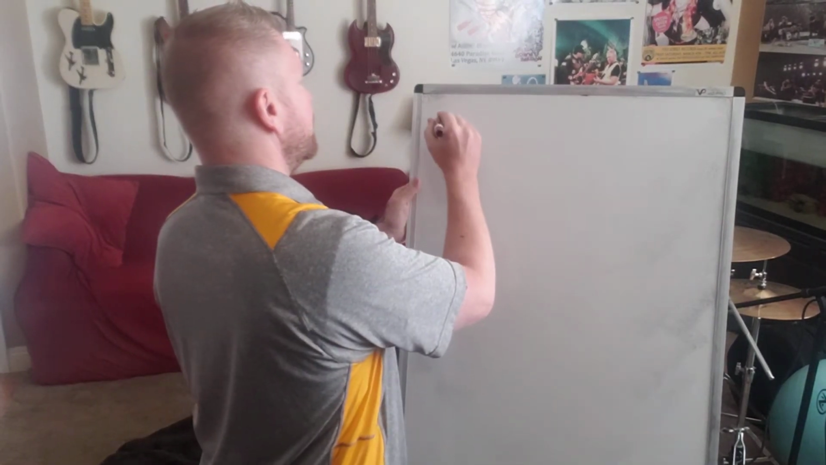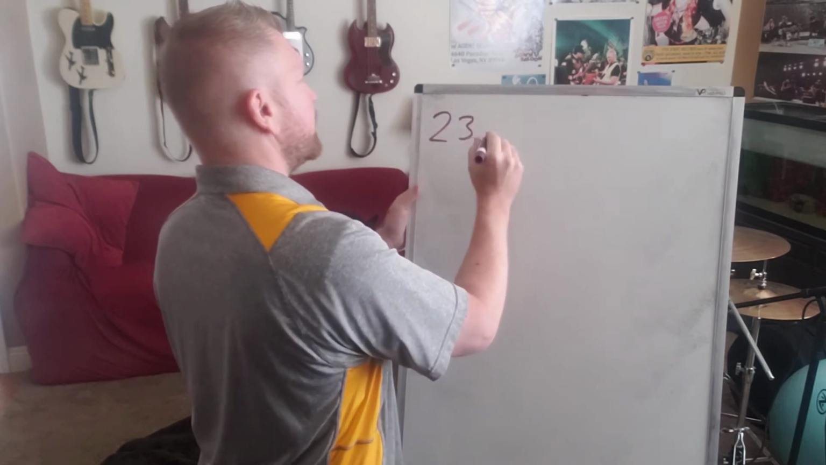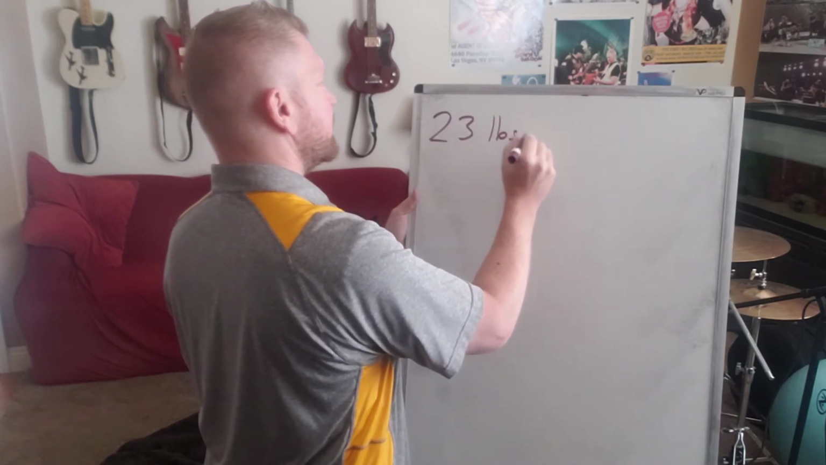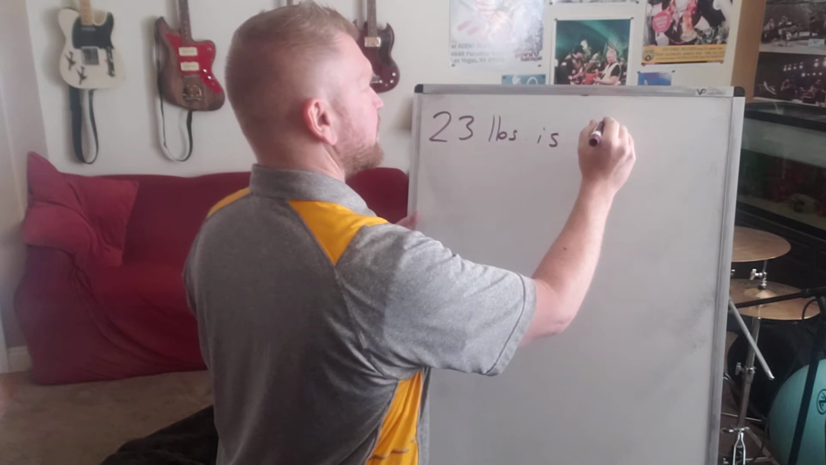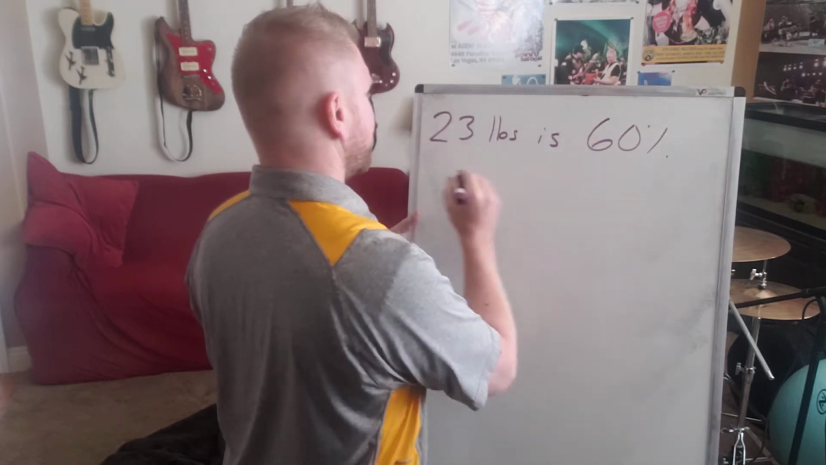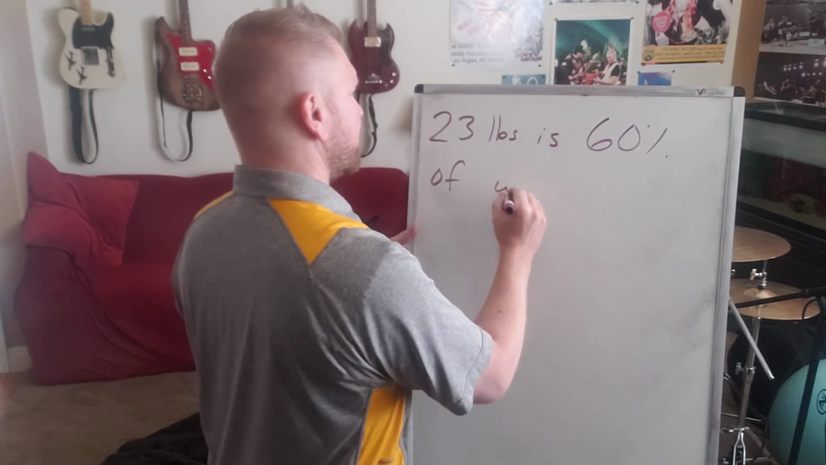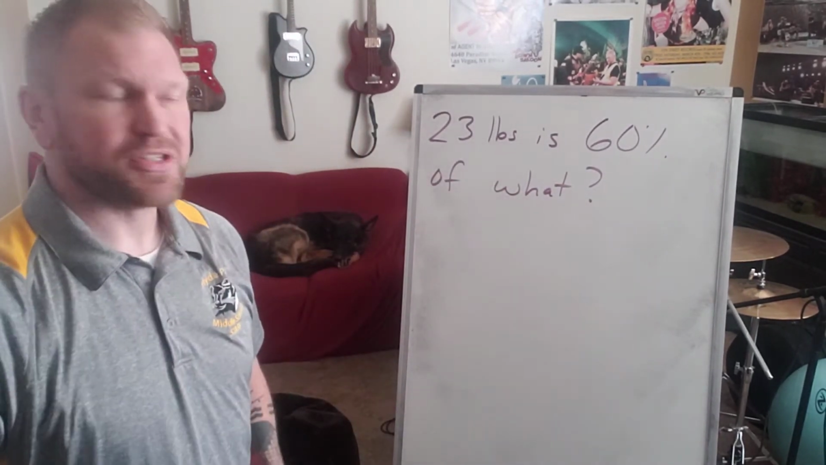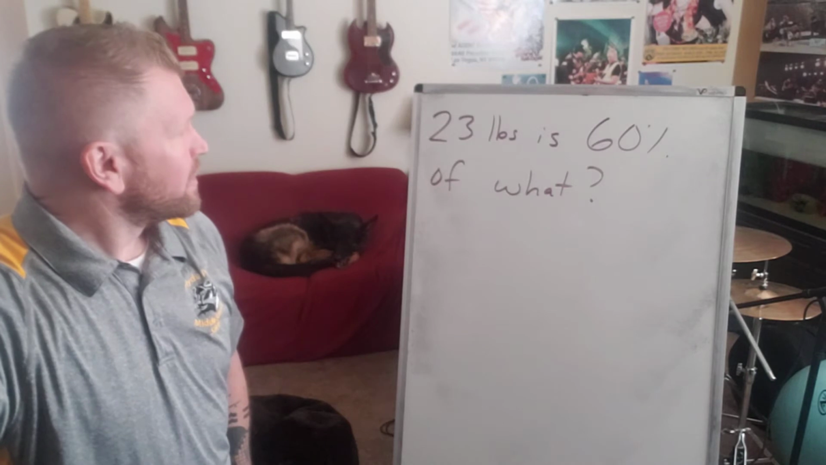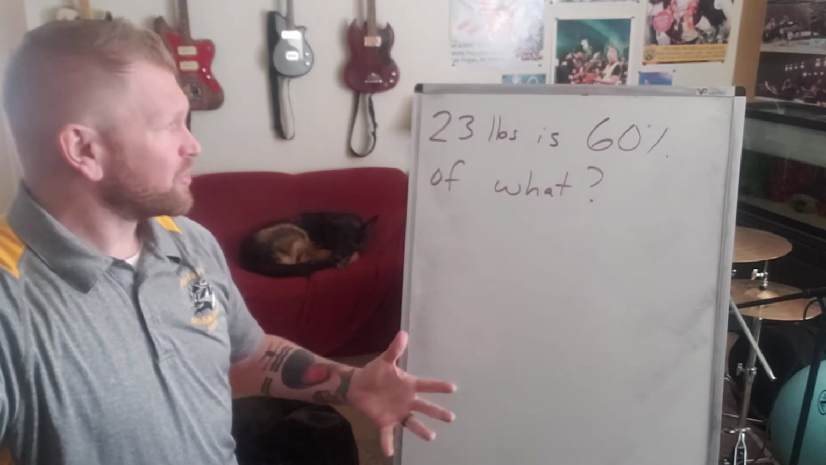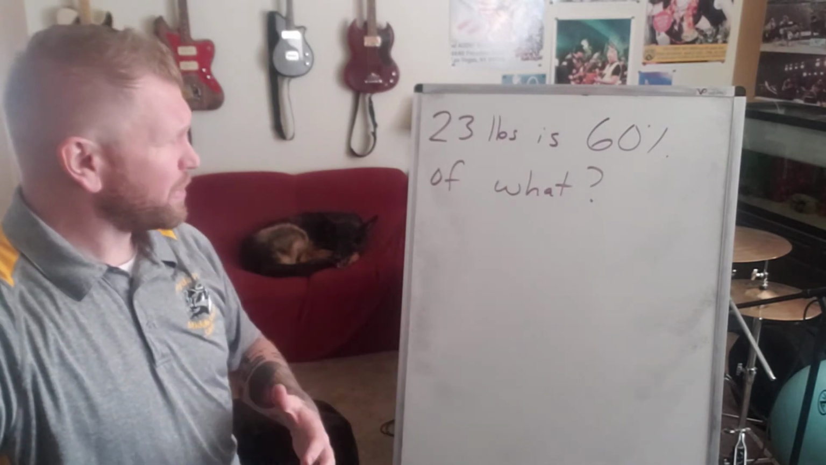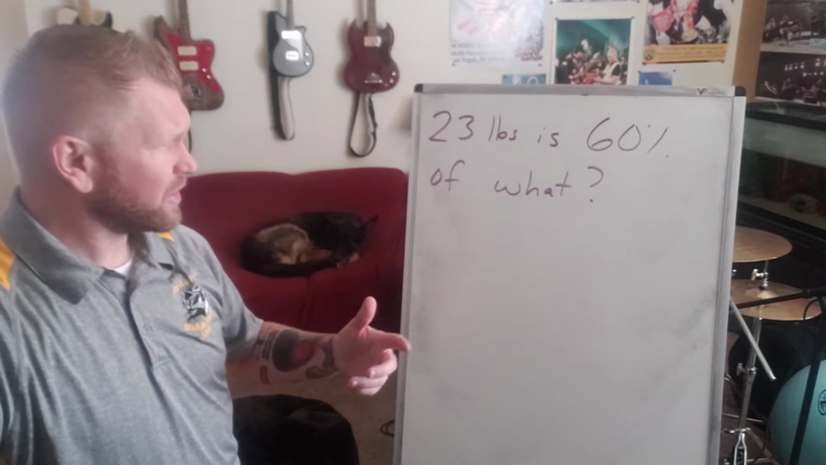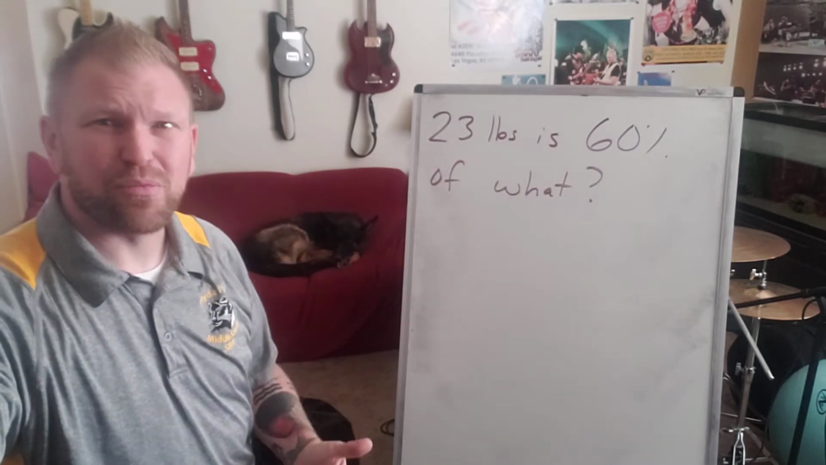Let's do 23 pounds is 60% of what? 23 pounds is 60% of what? So obviously we're dealing with weight here, so we took 23 pounds, which was 60% of something. That means it's more than half of something, but not a lot more than half, a little bit more than half.